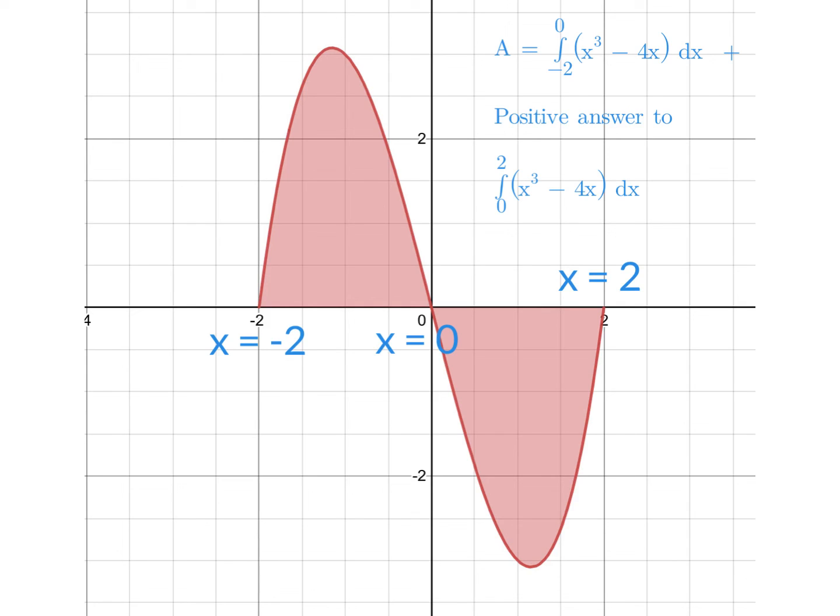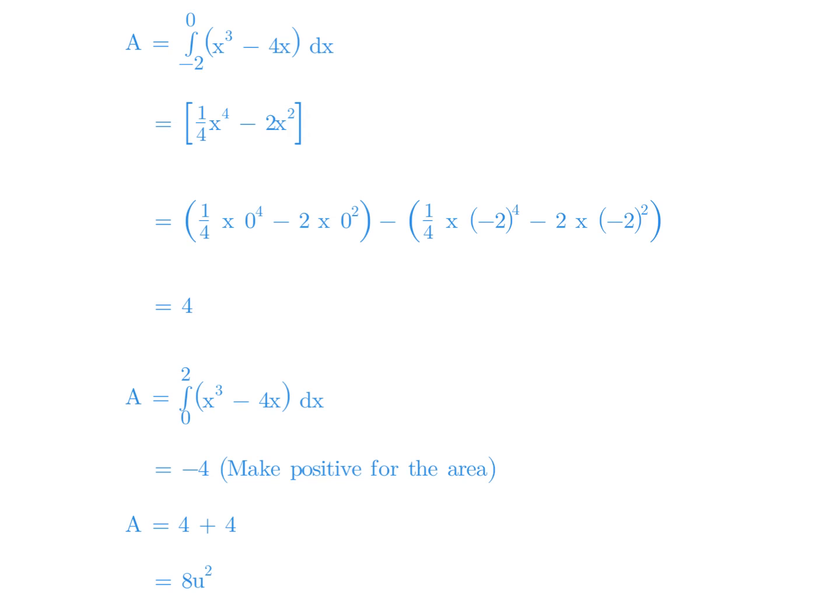Notice that the first half between -2 and 0 is above the x-axis. So we're going to have to treat these doing two separate integrals. The first one is going to be from -2 to 0 of x cubed minus 4x. And the second one is going to be between 0 and 2, but we're going to have to get that answer as a negative and then change it to positive, because the answer is going to be negative because it's below the x-axis. So let's have a look.